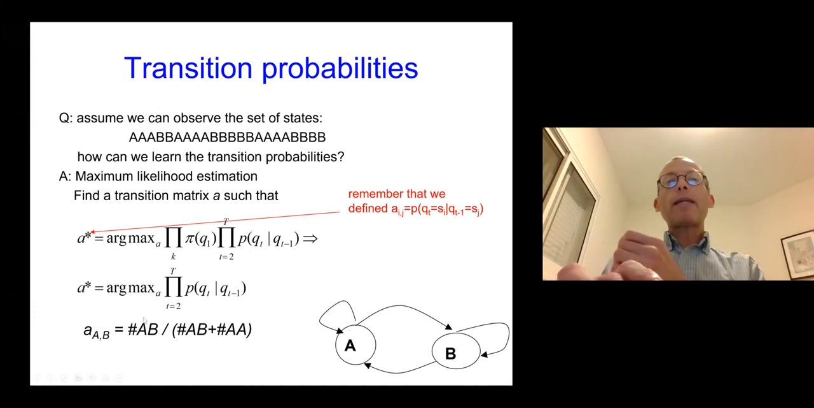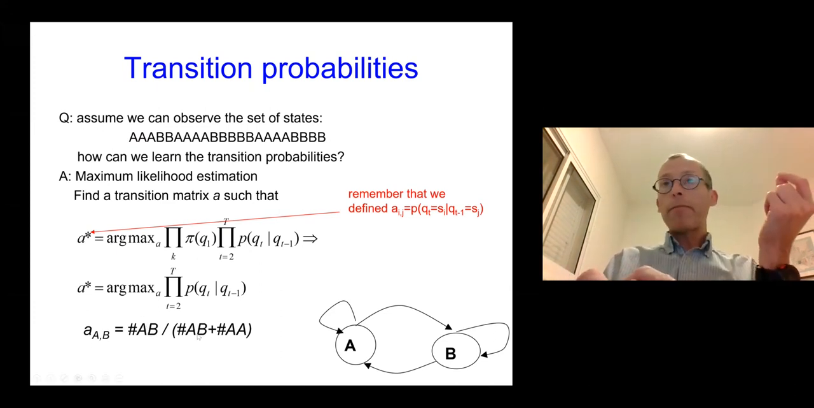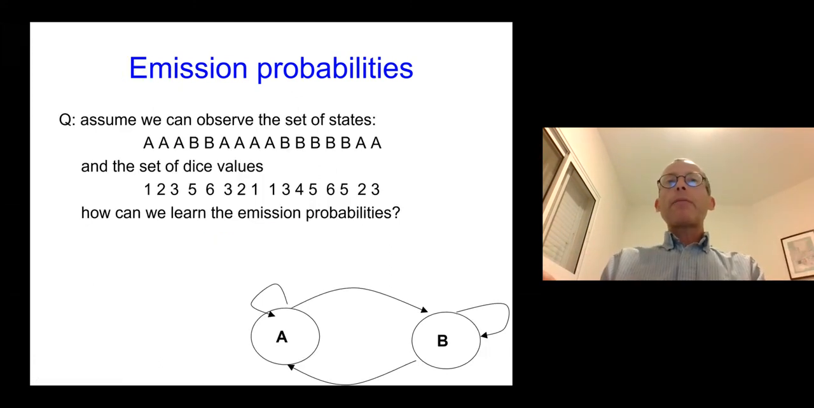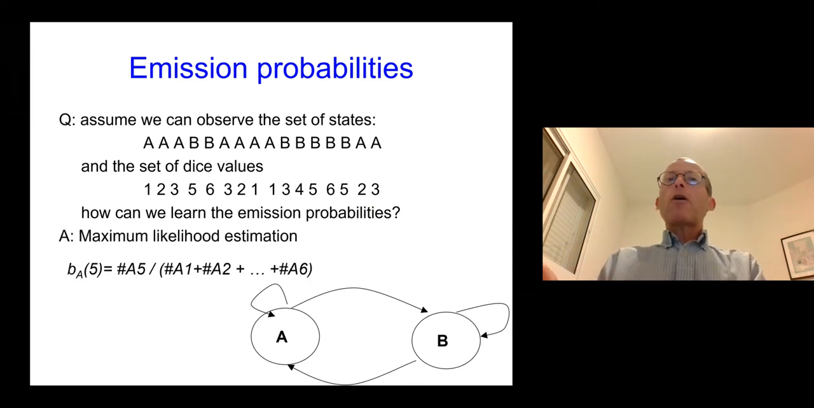Right, we just count how many times we went from A to B versus the total number of times we were in A, right? Because we have to go from A to B or from A to A. And similarly, the emission probability is a multivariate, multinomial distribution. So this is very simple, of course, if we observe the states.